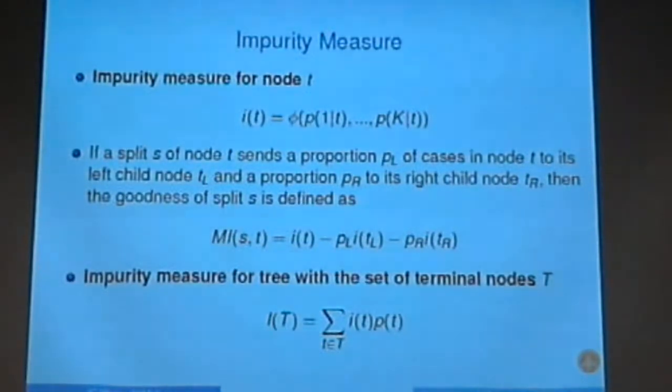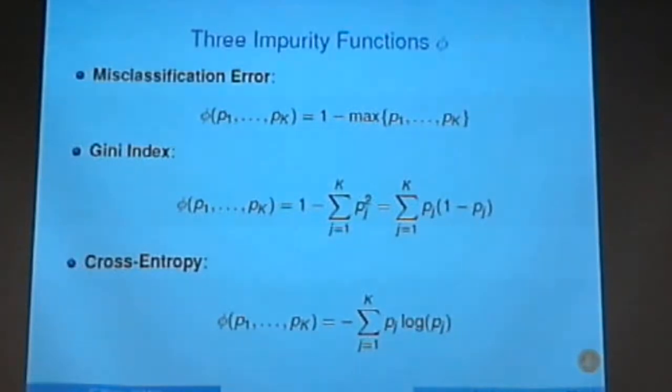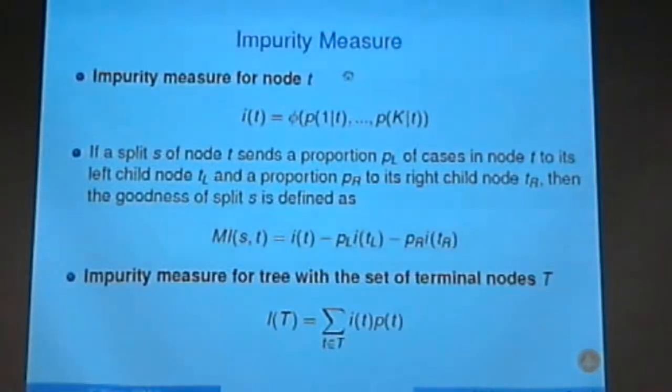The impurity measure for node T, at any particular node, is the impurity function evaluated at the class probabilities at that node. This phi function is the impurity function we mentioned. Using any impurity function, evaluated at the class probabilities at node T, what is the chance of observing class 1? What is the chance of observing class 2 and so on? So for any particular node, the impurity is measured by this impurity function.